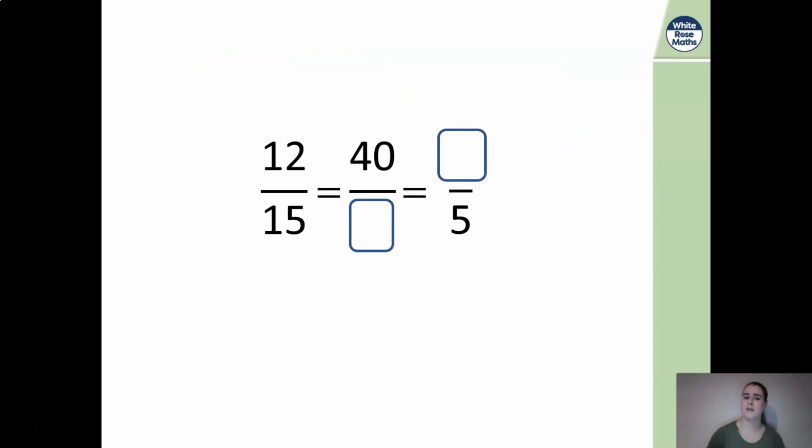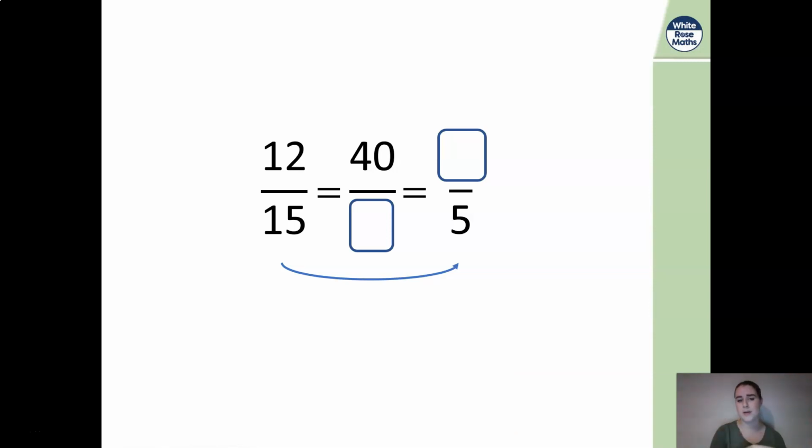Now here's a challenge for you. How am I going to work out this one? Pause the video and have a think. Okay, well I could think, well, how do I get from 12 to 14? But I might not know that off the top of my head. But what I do know is the link between 5 and 15 because I know they're both multiples of 5. So let's start there.